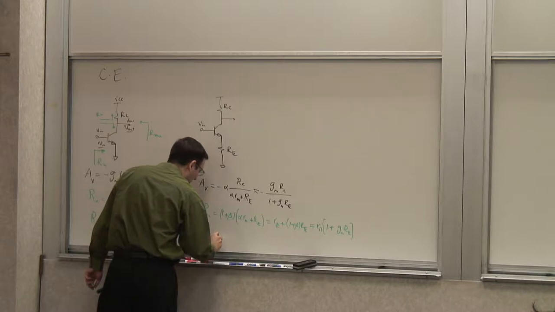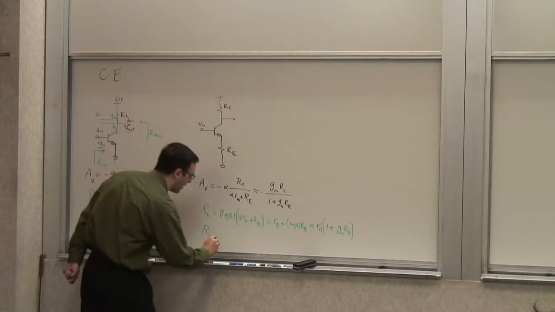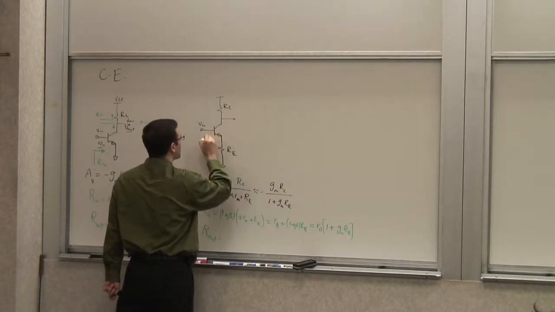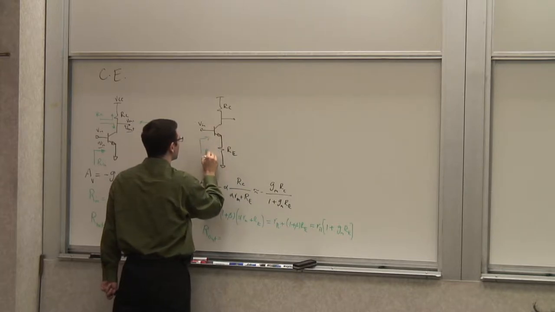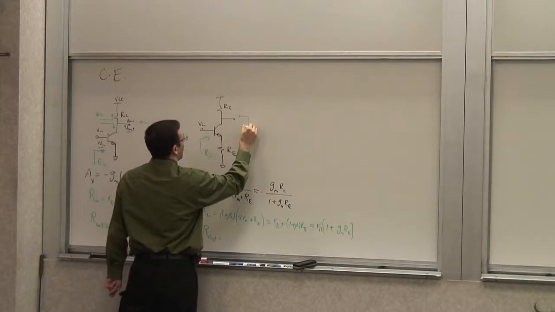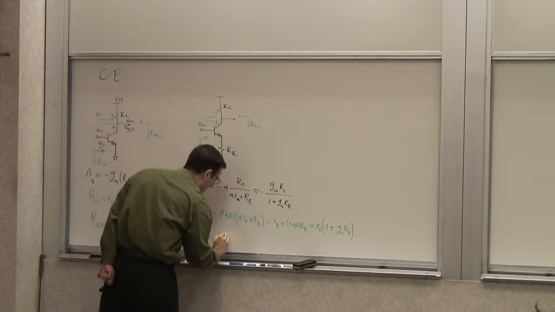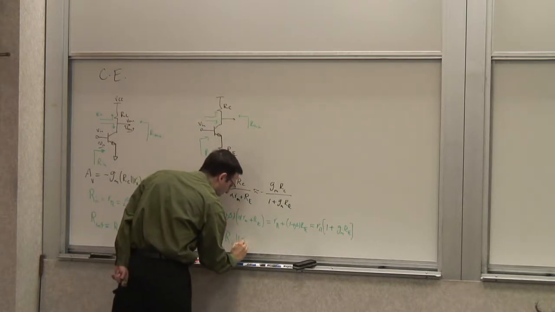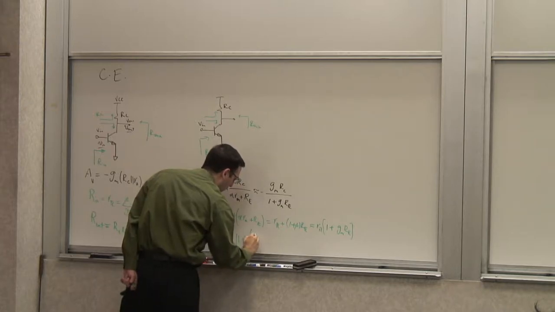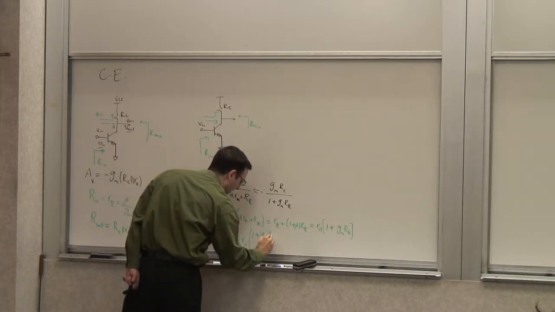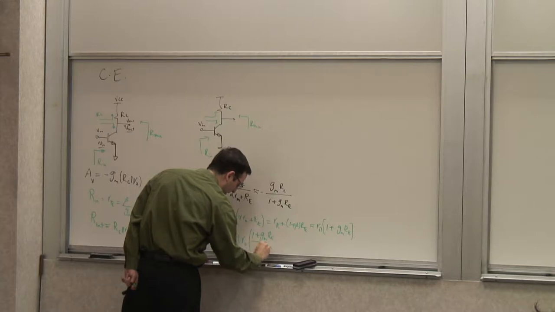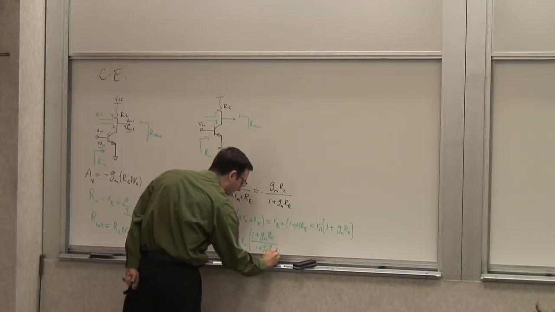Now, how about Rout? We did calculate the Rout, and you saw that it consisted of two parts. So this was Rin and Rout. There was the extrinsic part and the intrinsic part. The extrinsic part was, of course, Rc. And the intrinsic part was Ro times 1 plus Gm Re, well, divided by alpha, really, but it doesn't matter, 1 plus Gm Re over beta.